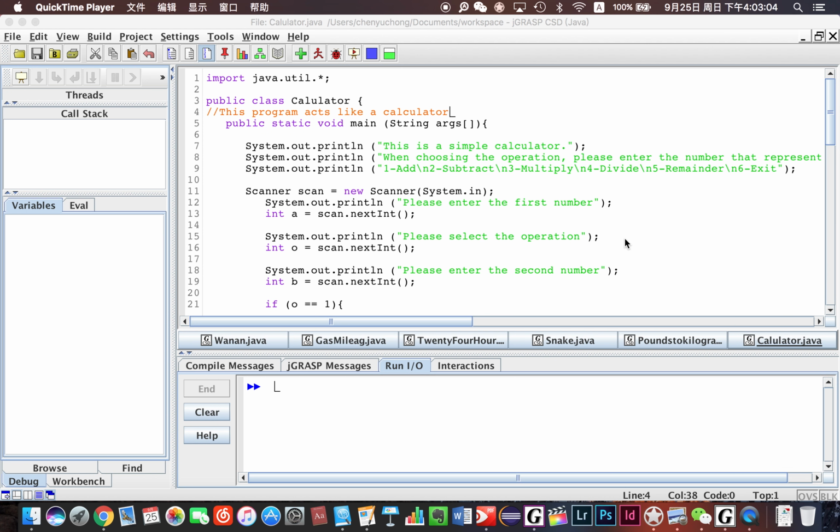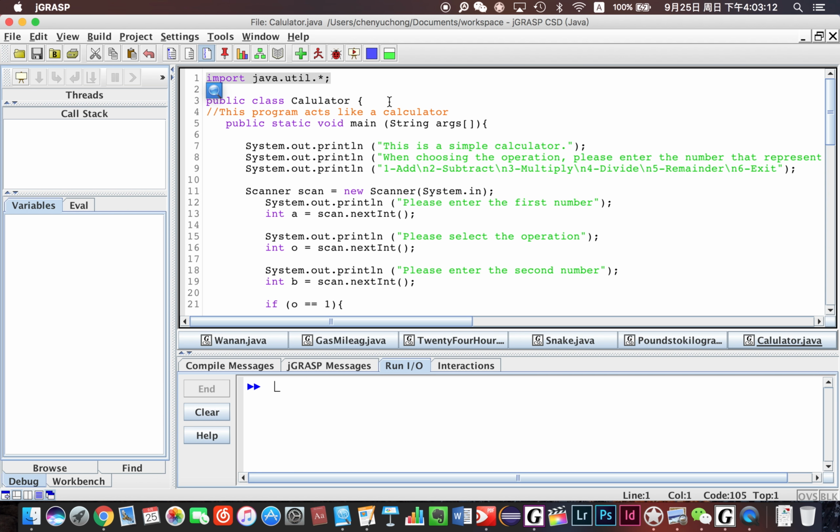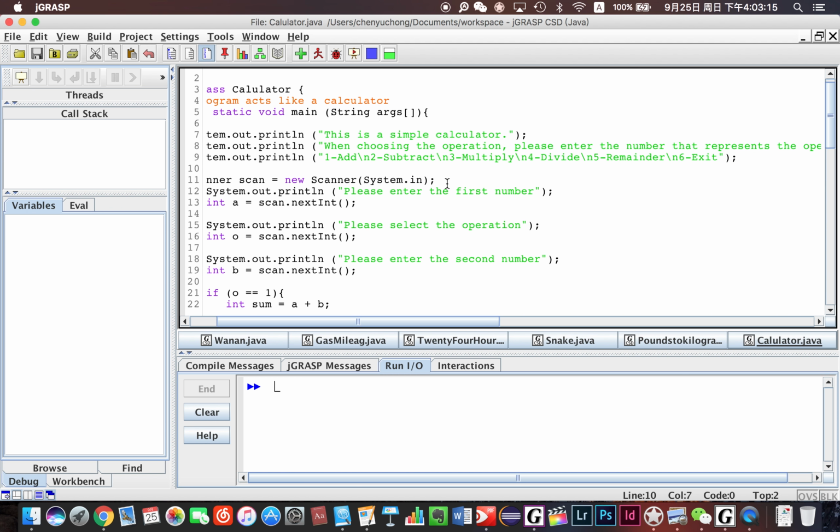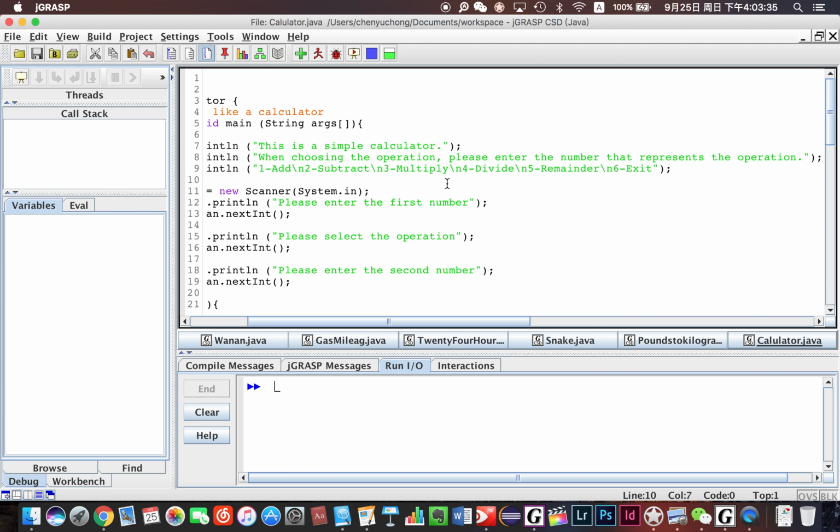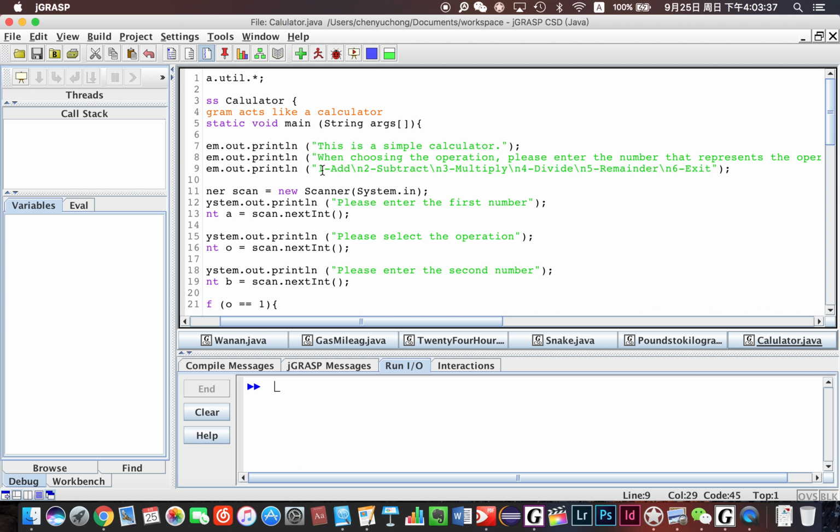Because we have to gain the information from the users, we have to use the package here. Also, because we are not using graphs or pictures or images to represent the operation symbols here, we use numbers that can help us determine which one the users want to use. So now I write it here. 1 is add, 2 is subtract, 3 is multiply, 4 is divide, and 5 is the remainder.